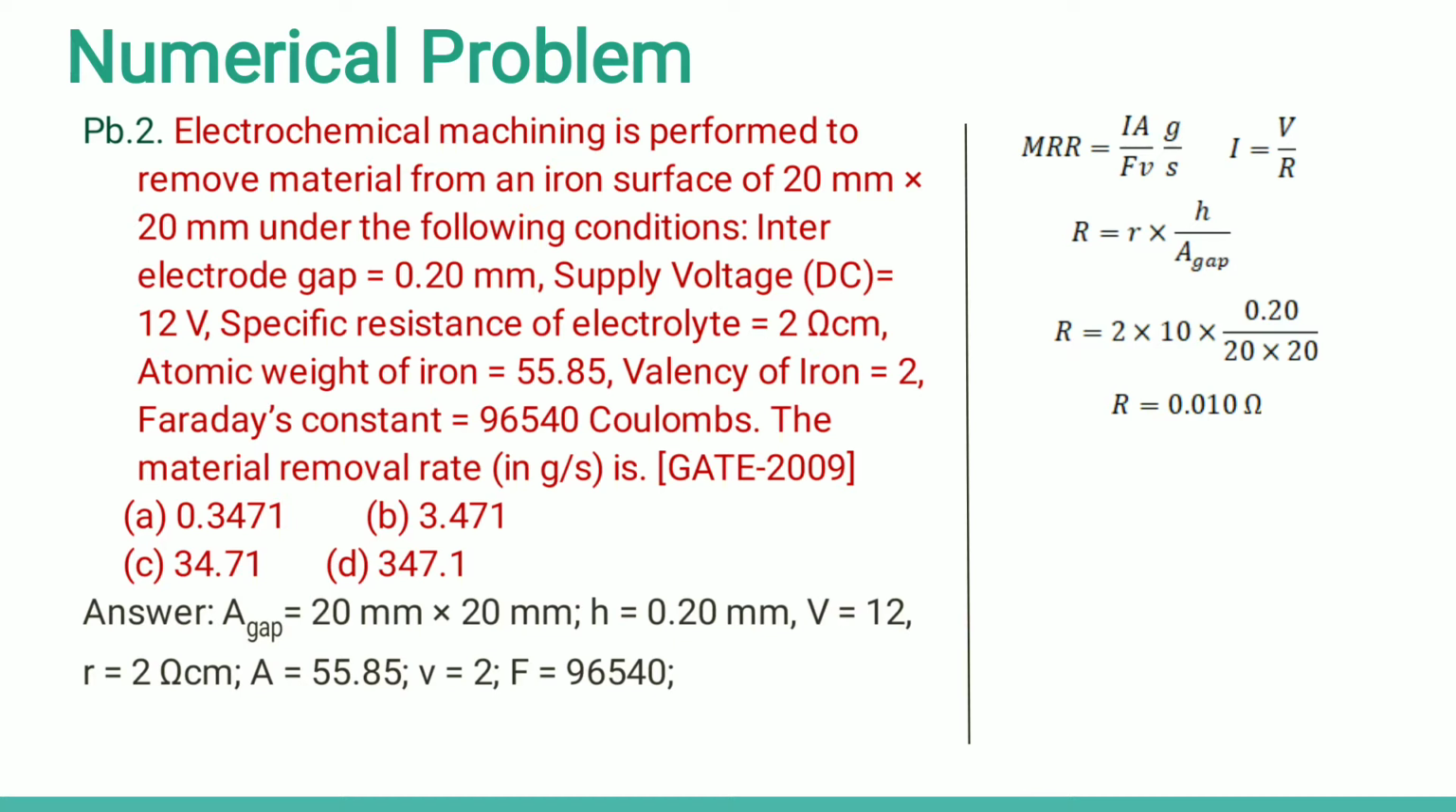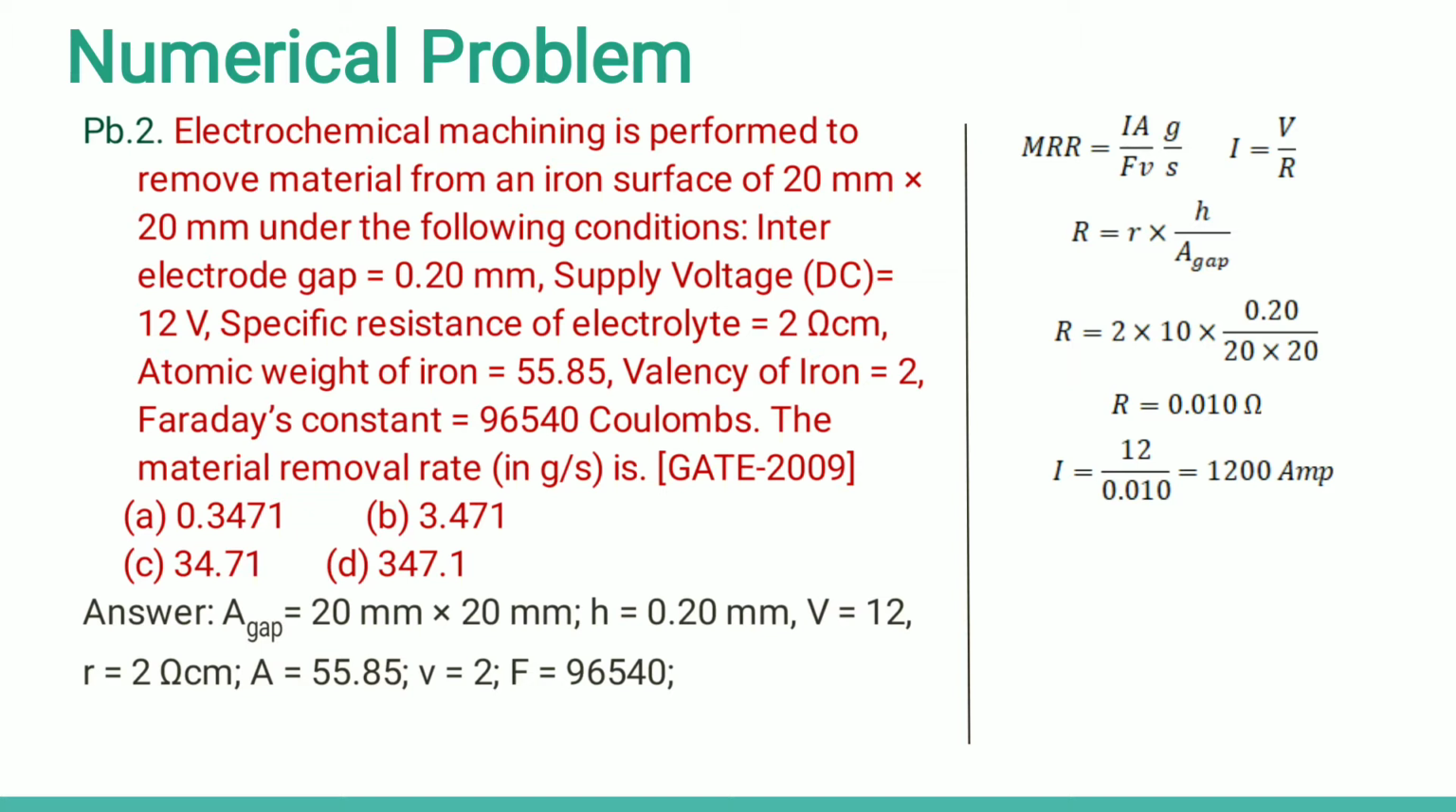So now we are putting this value into our equation. So I is equal to V by R. The V is equal to 12 volt. So 12 upon 0.010, and we'll get this value, that is 1200 ampere.